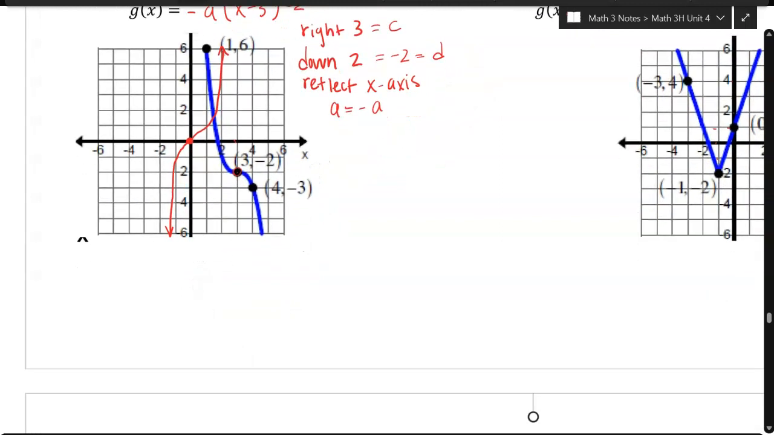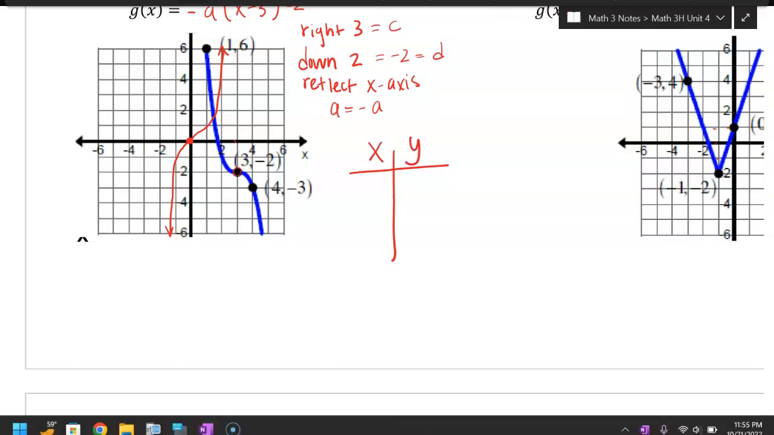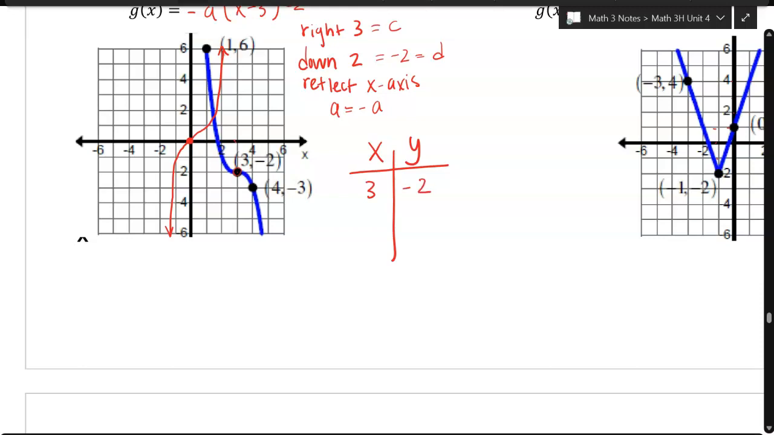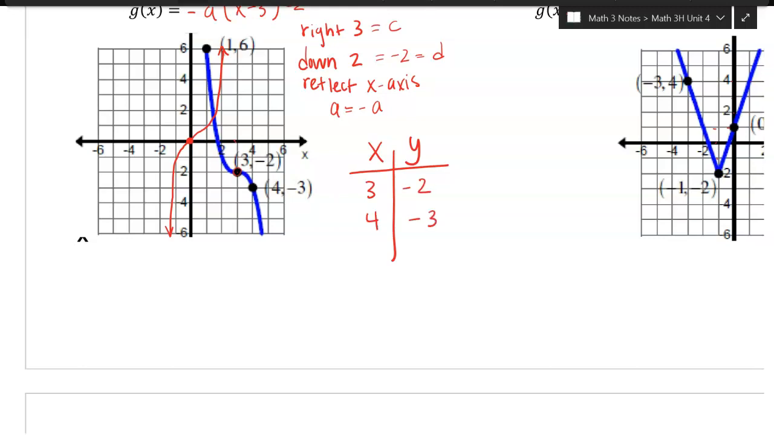All right. So now we're going backwards. So we have 3, -2, 4, -3, and 1, 6. We're going to apply those transformations. So write 3, so that means we're going to subtract 3 because we're going backwards.